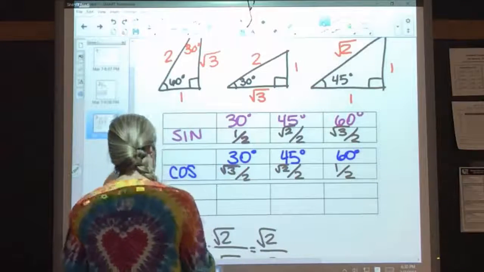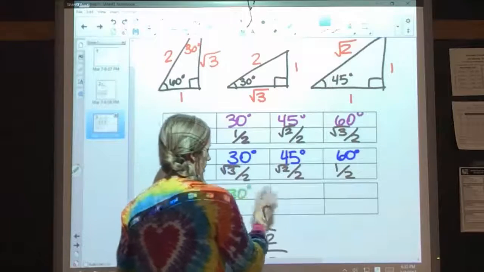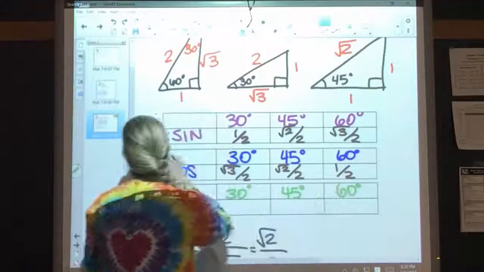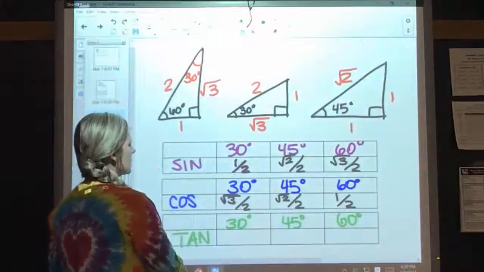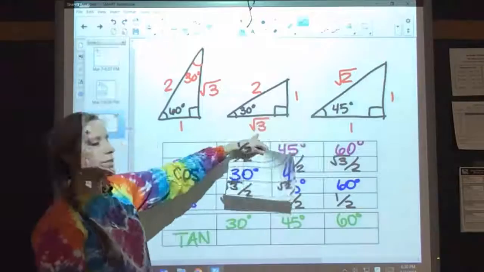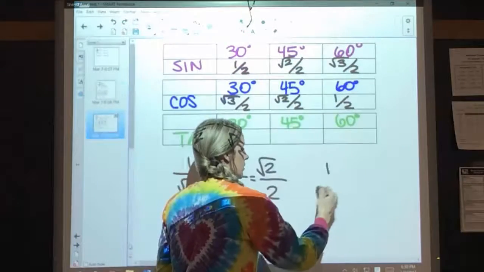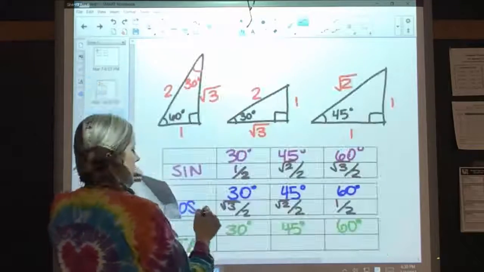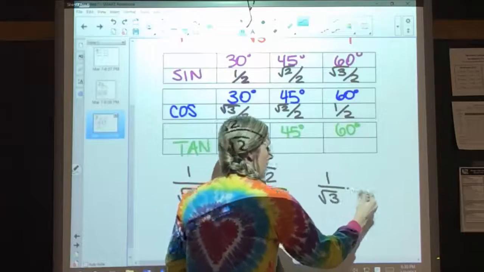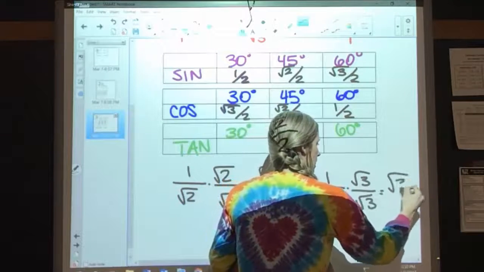Going to do tangent. So tangent is opposite over adjacent. So let's look at the 30 degrees. Opposite of the 30 degrees would be 1 over adjacent, which is the square root of 3. So 1 over the square root of 3, sorry. Simplify the radical. So you get the square root of 3 over 3.